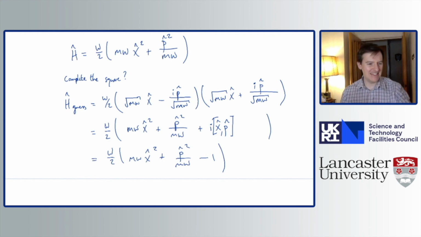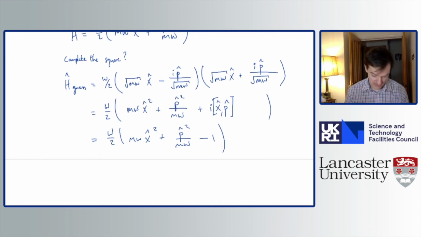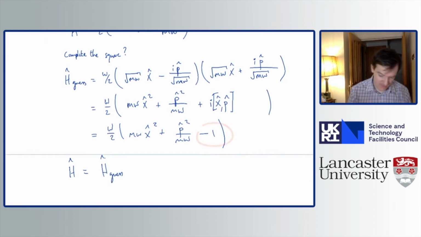So I find that this guess isn't quite correct. It's not quite correct because of this commutator, but I can see then how I could factorize the Hamiltonian in the correct way. So let me write down what the correct answer is. So the true Hamiltonian is going to be this guess that we have, and then we need to fix the fact that we have this minus 1. Minus 1 is multiplying omega over 2. So if I add on omega over 2, I'll get the correct Hamiltonian.